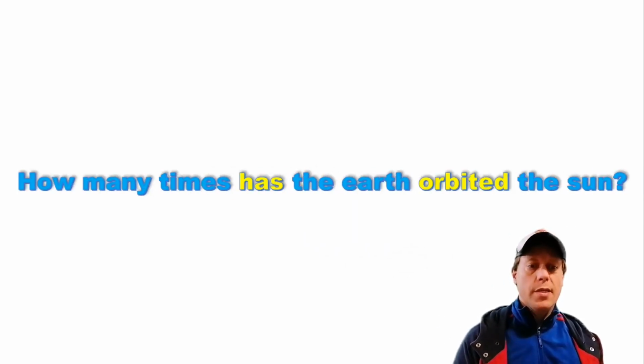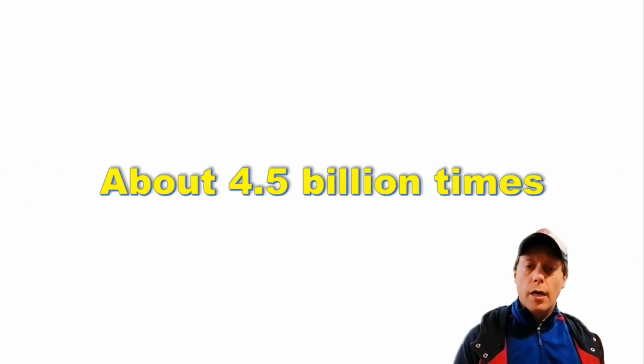How many times has the Earth orbited the Sun? I just want the total amount of times from the beginning it started orbiting the Sun until today. So the time period from the beginning until today. And the answer, about 4.5 billion times.